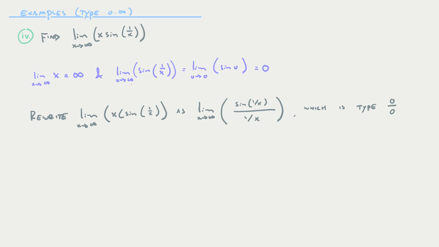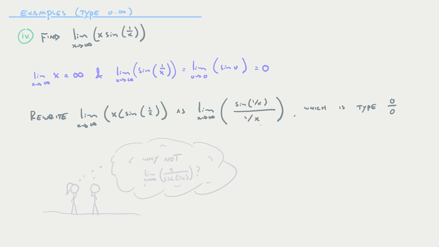So what I'm going to do is rewrite x times the sine of 1 over x as the sine of 1 over x divided by the reciprocal of x, which is 1 over x. Okay, that's going to give me type 0 over 0. The limit as x approaches infinity of 1 over x is 0, because as x approaches infinity, the 1 starts to become meaningless, and so that's approaching 0.